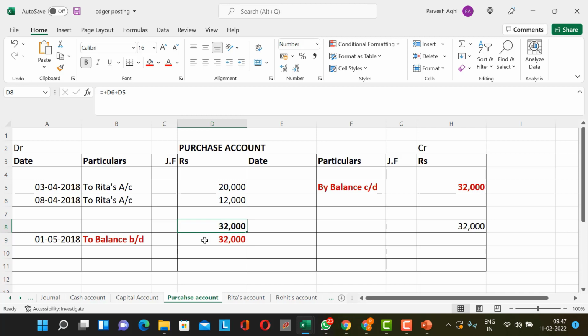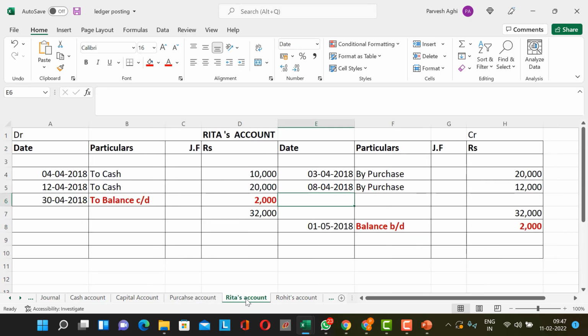Then we go to Rita's account. Rita is our supplier, and a supplier is a liability. That means we have to pay money to our supplier, so this will always go to the credit side. Whatever we purchase from Rita will come on the credit side. Twice we purchased material from her, for 20,000 and 12,000, on 3rd of April and 8th of April. So these are the two purchases we made, and the total was 32,000.